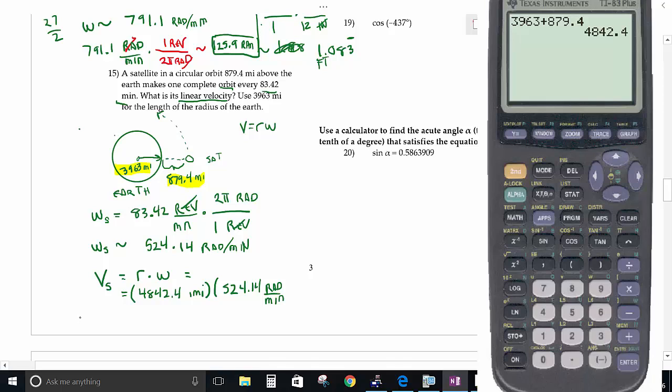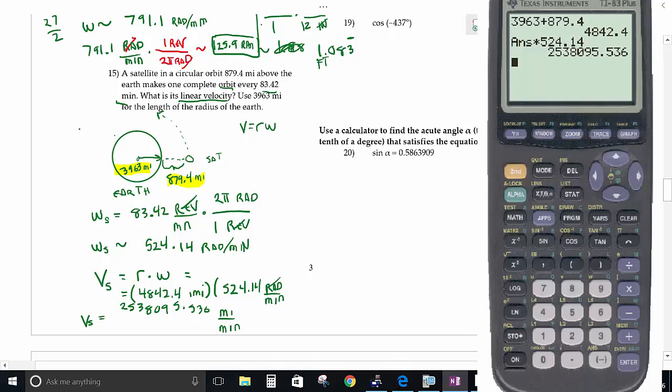Now, they don't say on this problem what units you want, so let's go ahead and crunch that out and see what we get. So I'm going to take the 4842.4, and I'm going to multiply that by the angular velocity. Okay, like this, and that's a really, really big number, isn't it? Well, that's because it's miles per minute, I guess. Okay, so let's go ahead and do this. We got 2538095.536, and see that radians is unitless, so that's really in miles per minute.